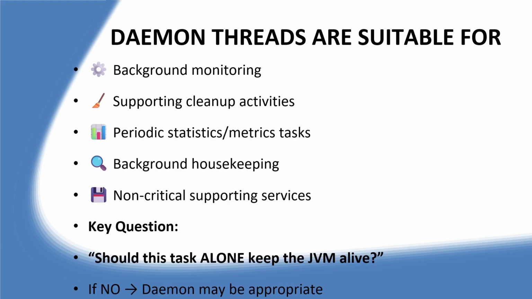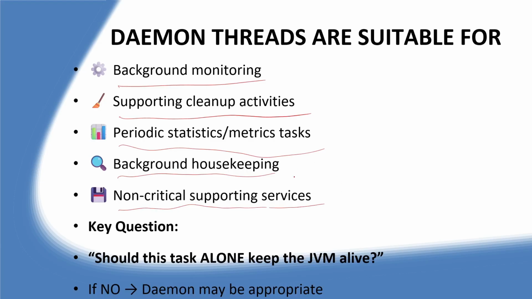So when might we consider using daemon threads? They are useful for supporting background services: background monitoring, supporting cleanup activities, periodic statistics, background housekeeping, or non-critical supporting services. Why non-critical? Because they can be terminated immediately when the JVM is terminated.